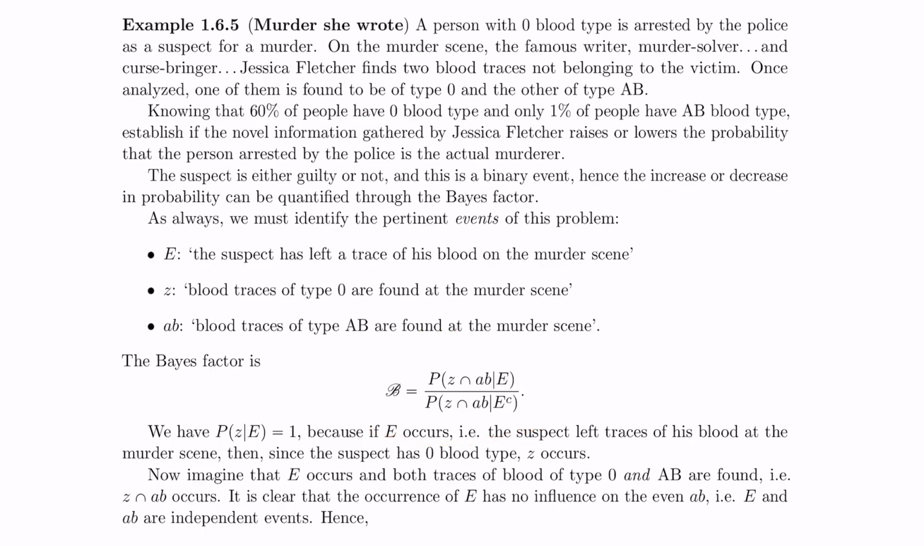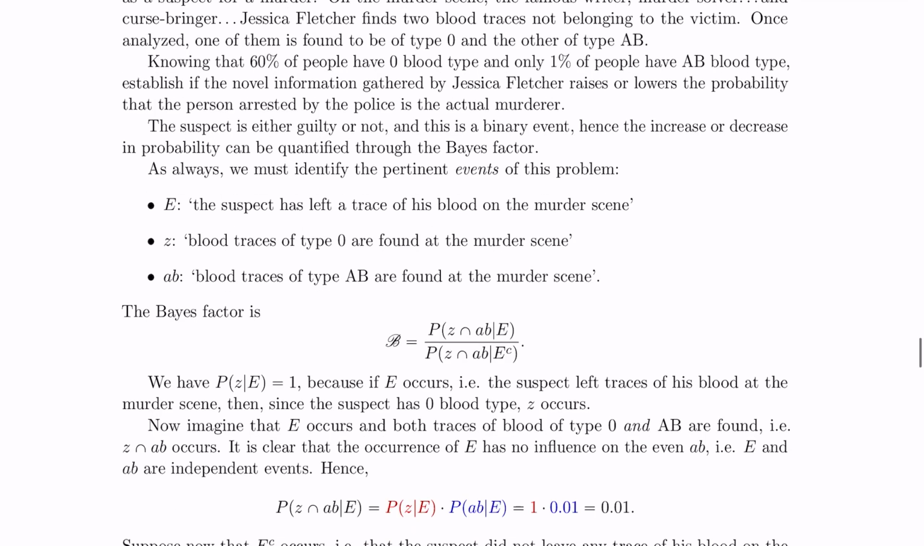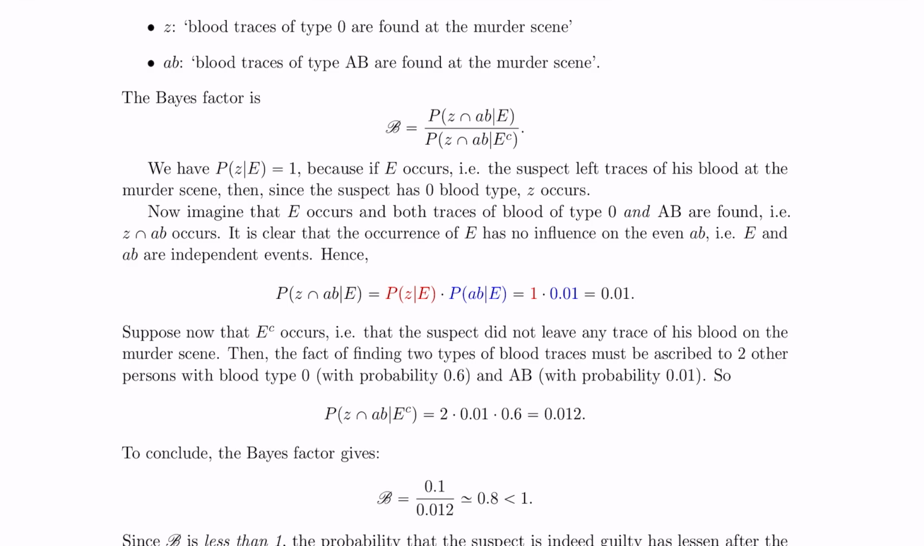Let's analyze the probability of the intersection between Z and AB given that E occurs. First of all, notice that the probability of Z given E is 1. Because if E occurs, that is, the suspect left traces of his blood at the murder scene, since the suspect has 0 type blood, then Z occurs. So you see that the occurrence of the event E implies the occurrence of the event Z. There is nothing probabilistic in that. So the inference from E to Z is deterministic, and the probability must be 100%.